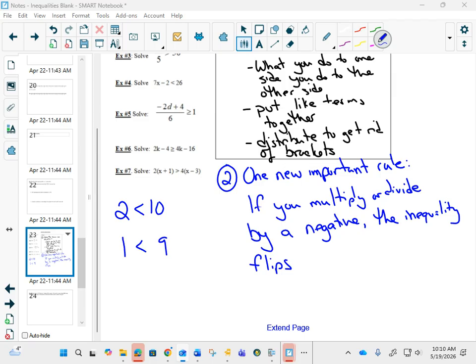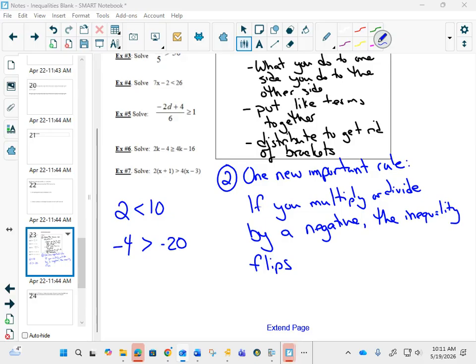But crazy things happen when you multiply or divide by a negative. For example, if I multiply both sides by -2, what's 2 times negative 2? Negative 4. What's 2 times negative 10? Negative 20. But now on the number line, can you see that negative 20 is much further to the left? And the sign would have to flip, because now negative 4 is bigger than negative 20.